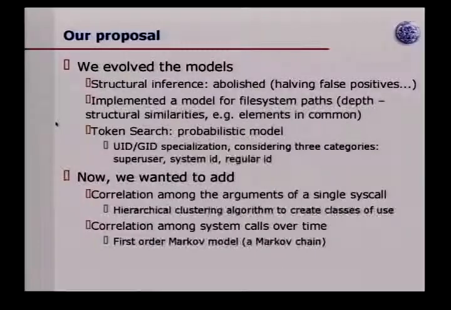So we evolved these models. We picked up the structural inference model and threw it away. As soon as we threw it away, false positives of the system halved, which is quite interesting. We implemented a model for file system paths because a file system path is the most common parameter which can be a string in a system call, and therefore it makes sense to have a model for this.